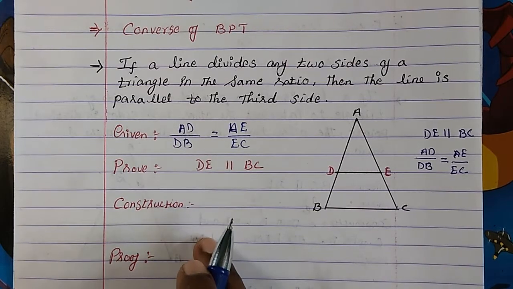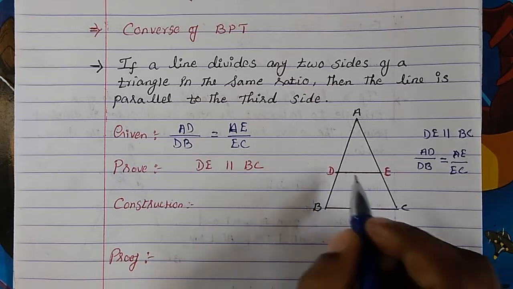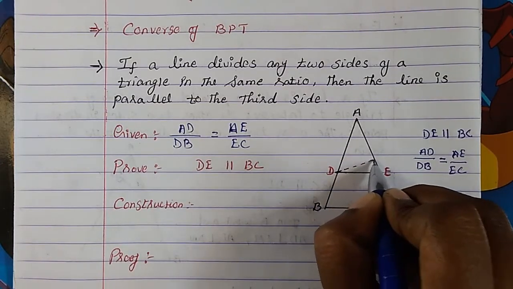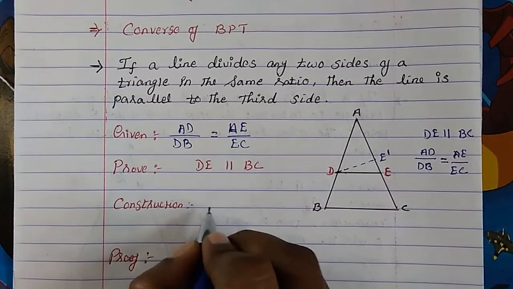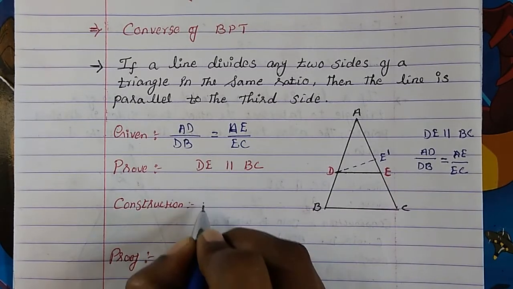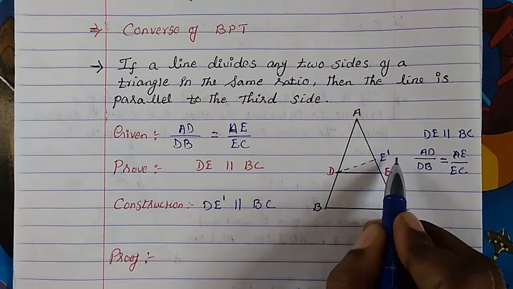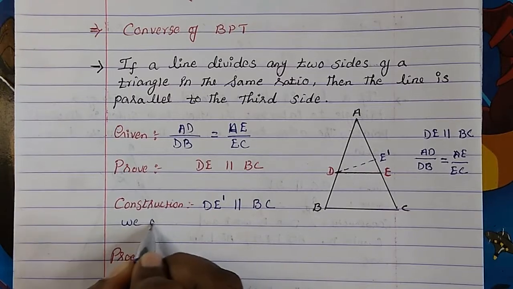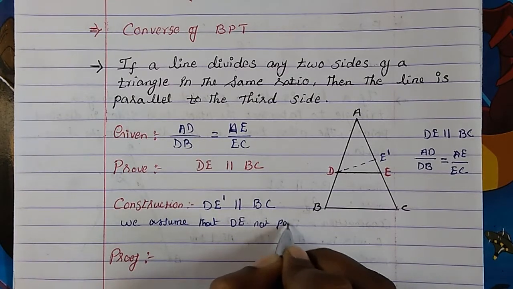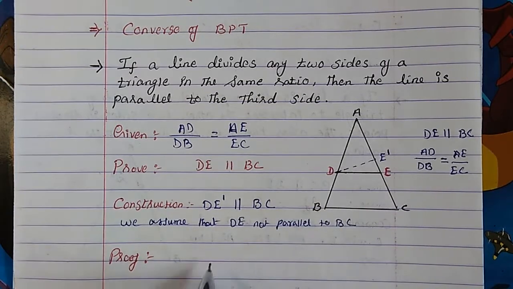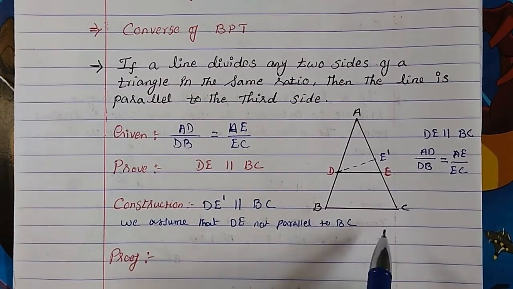Here we have to do a construction. We assume that DE is not parallel to BC. Therefore, parallel to BC we draw another line, DE dash. So we construct DE dash parallel to BC. You can also write that we assume that DE is not parallel to BC. Now what we have to prove is that DE is parallel to BC. That's what we have to prove.